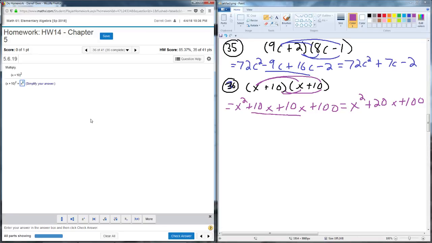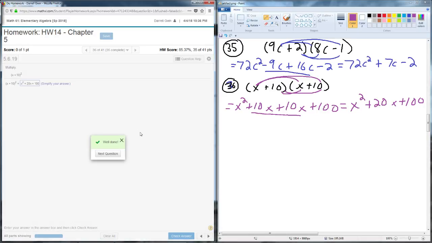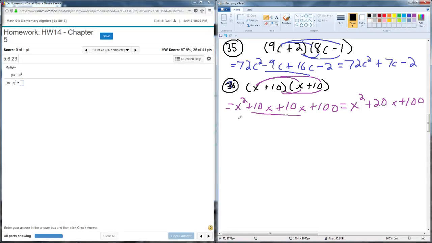X squared, right arrow, plus 20x plus 100. Enter. Well done. 37. Another freshman's dream.